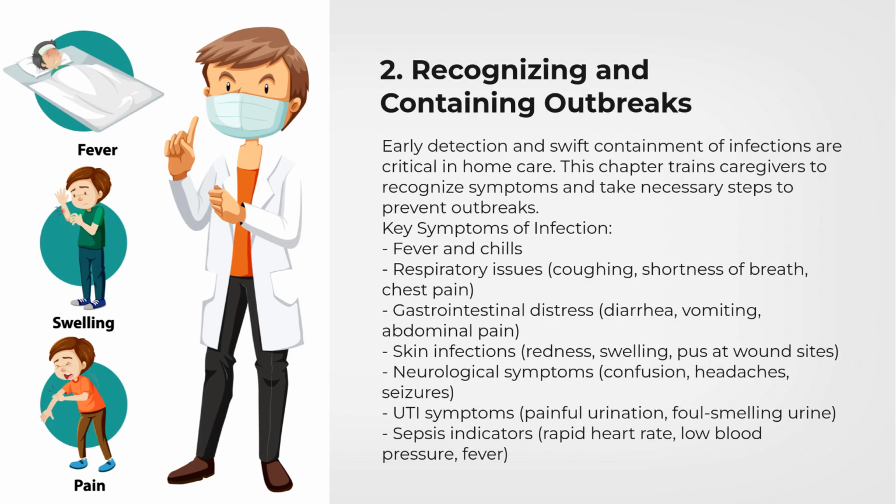2. Recognizing and containing outbreaks. Early detection and swift containment of infections are critical in home care. This chapter trains caregivers to recognize symptoms and take necessary steps to prevent outbreaks. Key symptoms of infection: fever and chills, respiratory issues, coughing, shortness of breath, chest pain, gastrointestinal distress, diarrhea, vomiting, abdominal pain, skin infections, redness, swelling, pus at wound sites.